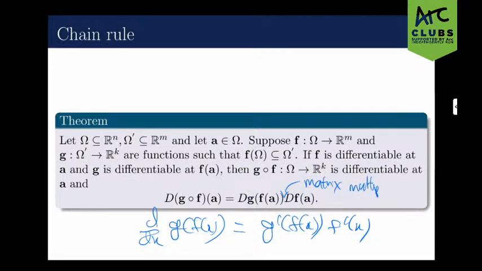As I said quite a few times, if you compare all of these theorems or definitions to the one variable case, you'll find that it becomes significantly easier. It's actually just the same thing. We've replaced derivative with Jacobian, and we've replaced normal multiplication with matrix multiplication.